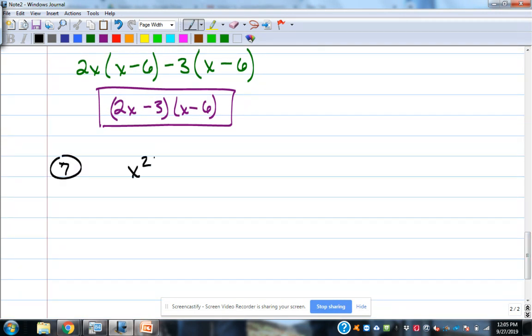See if you can do this one. Just x squared minus 15x plus 26. See if you can set that one up and get it back.